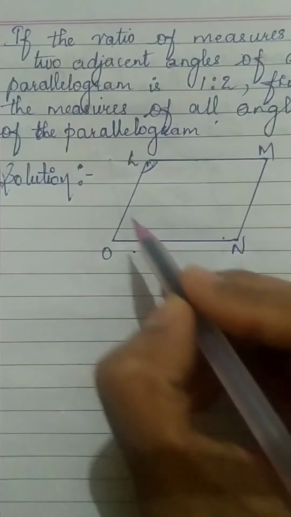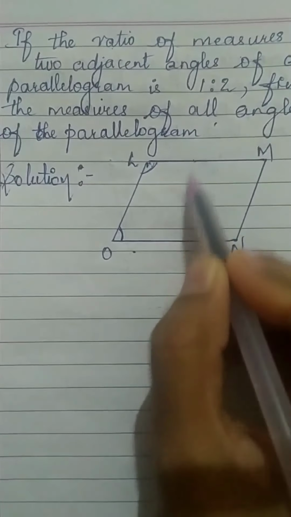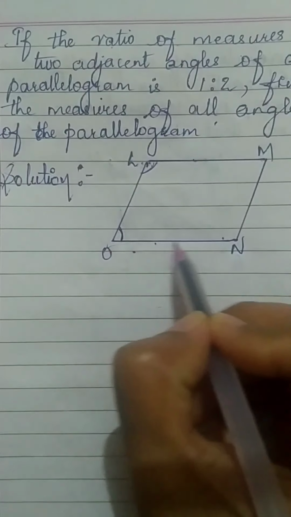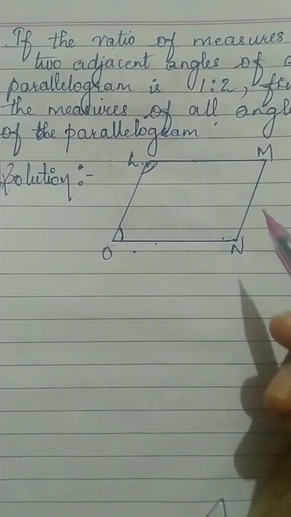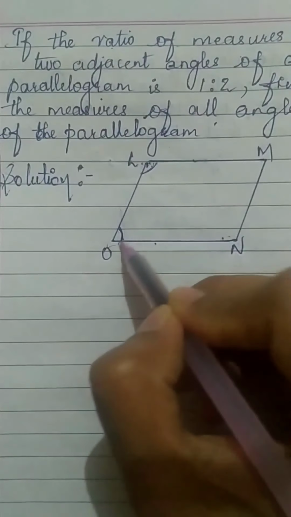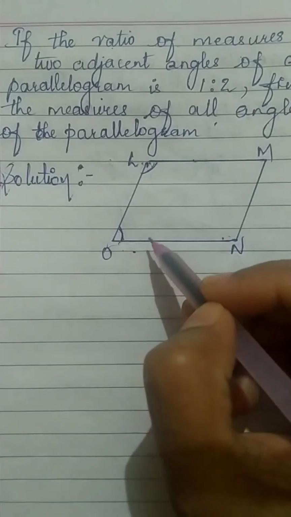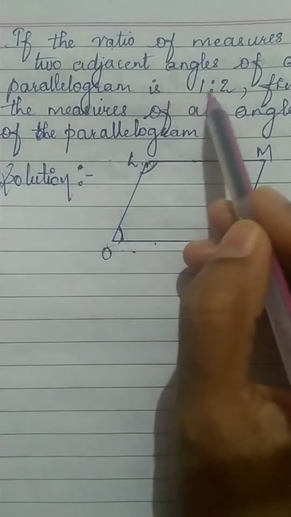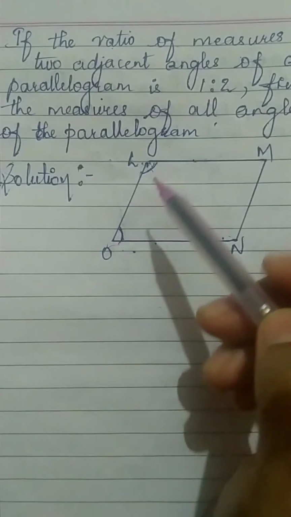Okay. And what do you know about adjacent angles in a parallelogram? In a parallelogram, opposite sides are parallel, no? So here if you consider, this looks like an interior angle pair. So we have discussed in the previous class that the adjacent angles of a parallelogram are supplementary. Okay. So they have given us a clue that the ratio of the measures of these two adjacent angles is 1:2. Any two adjacent angles you can take. I have taken angle L and O.